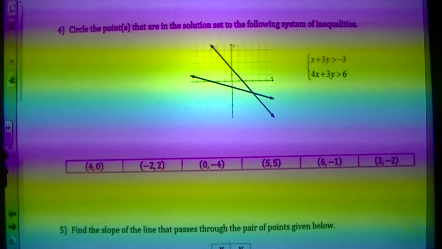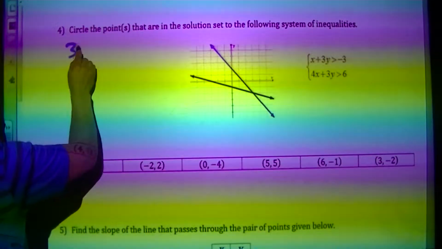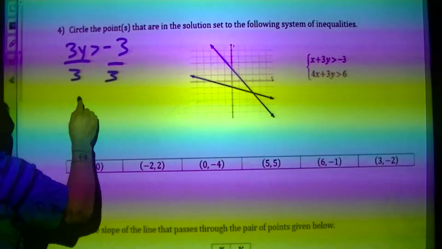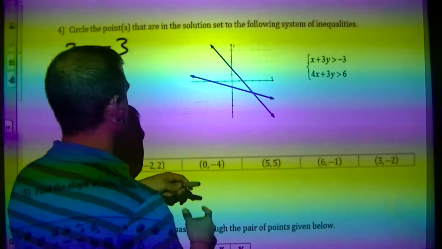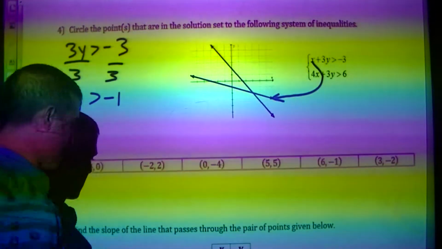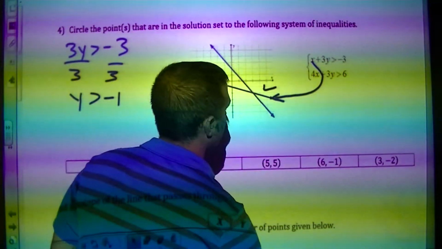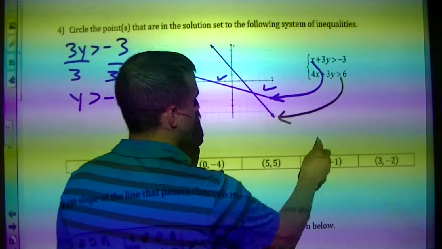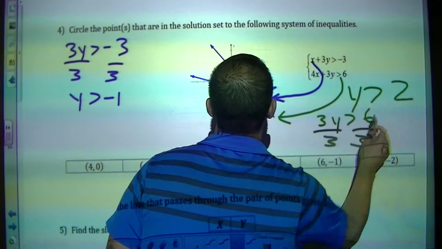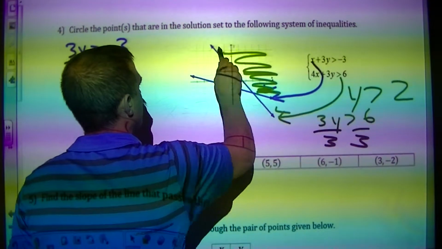Number 4, circle the points. If I look at that top one, I'm really only concerned with the y's. If I divide by 3, I get y is greater than -1. Which one's at -1? This one refers to this line right here. Since it's greater than, that means I would be in these above sections. Now this other one refers to this line. I got 3y is greater than 6. If I divide by 3, I get y greater than 2. The above sections for that would be this one and this one. So all of this would be answers.